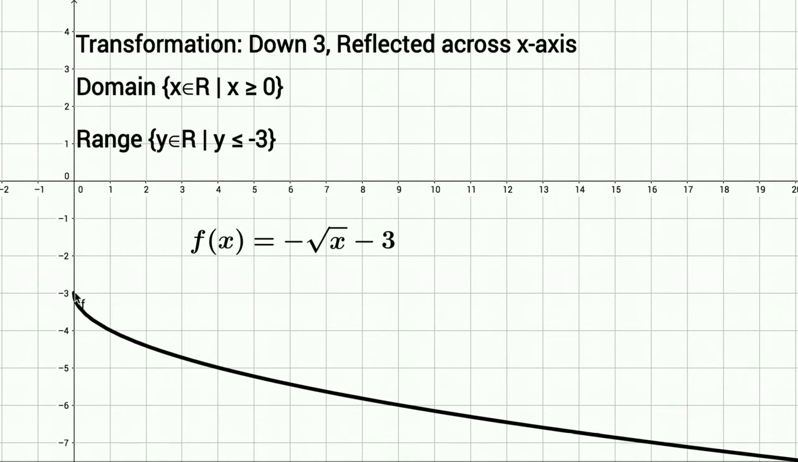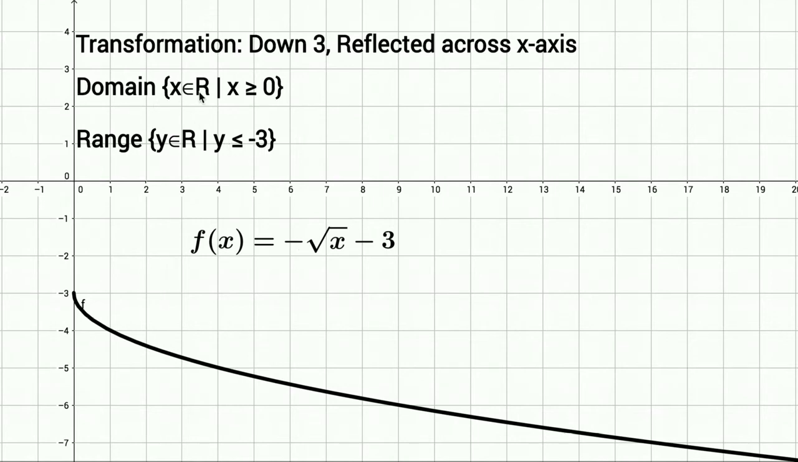Starting from this new point of origin, (0, negative 3), I go right 1, down 1; right 4, down 2; right 9, down 3. Because of this negative, everything is being reflected down.